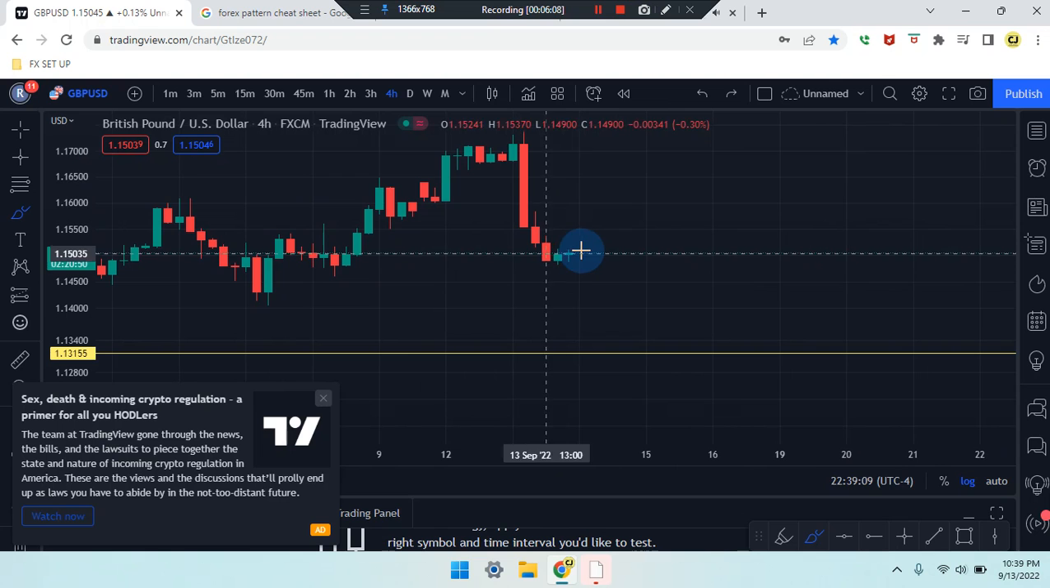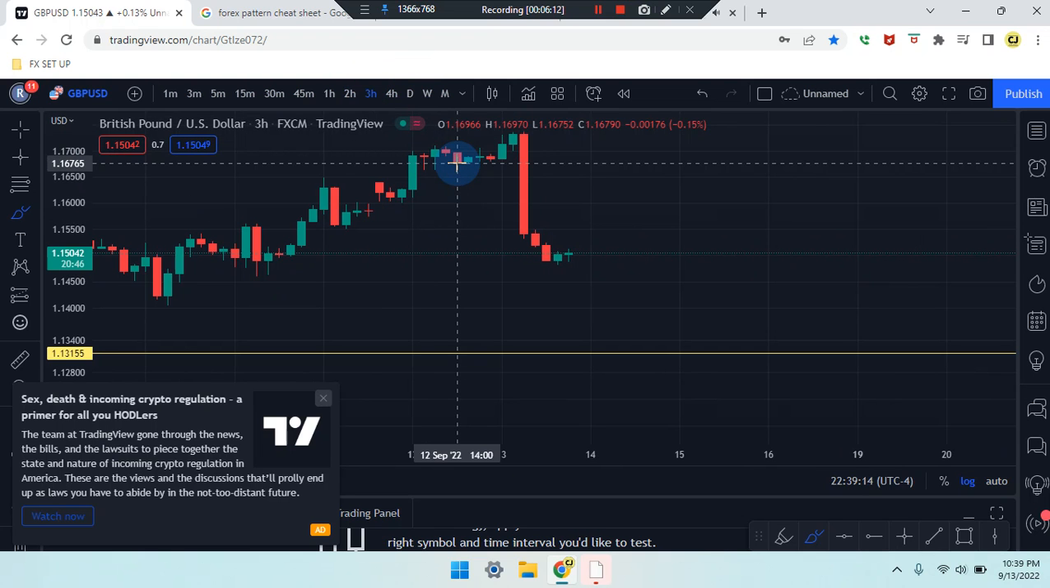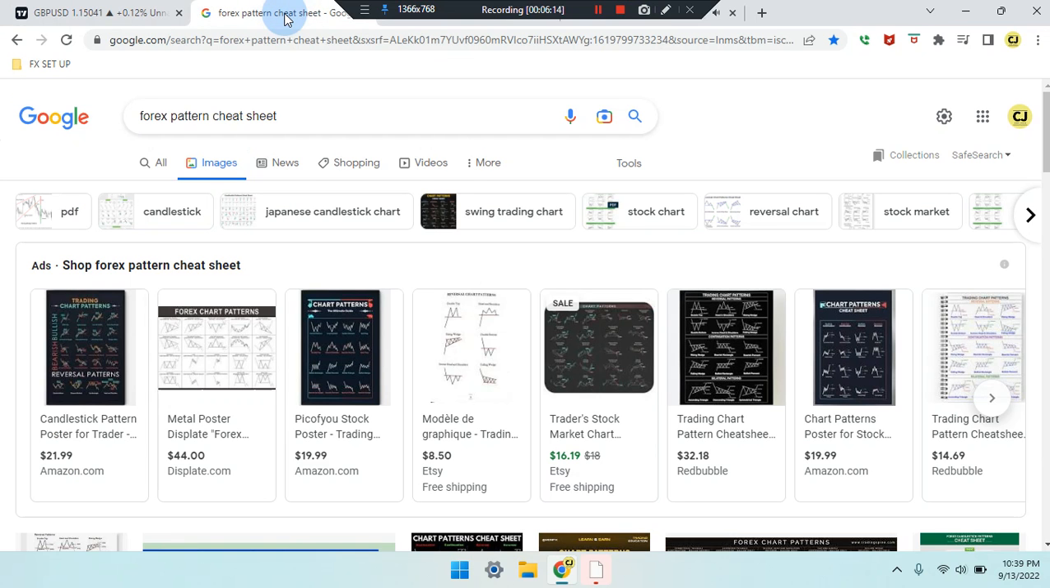So far we are in consolidation with price, second last candle in the 4-hour time frame, looking for some engulfments or a pattern from the Forex pattern cheat sheet. Click on images.